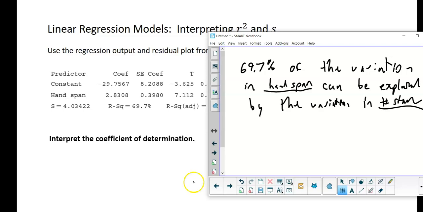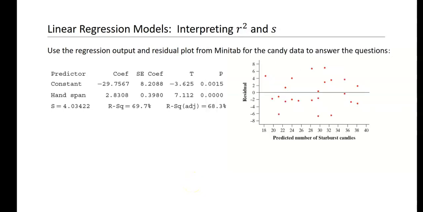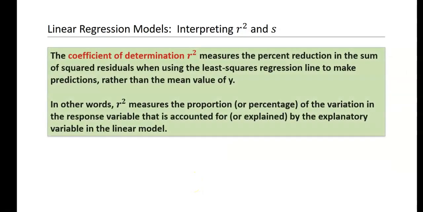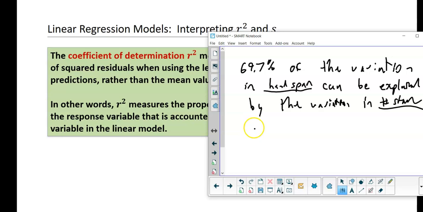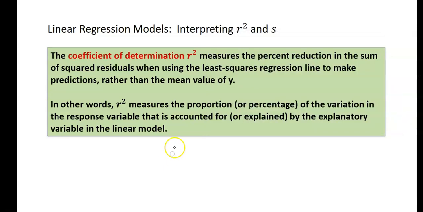Before we look at what they have here, look back at the formal definition. It measures the proportion or percentage of the variation in the response variable, Y, that is accounted for or explained by the explanatory variable in the linear model. I forgot to add the words, I probably should have said, in the linear model. That would have been even better. So that's basically your script here.